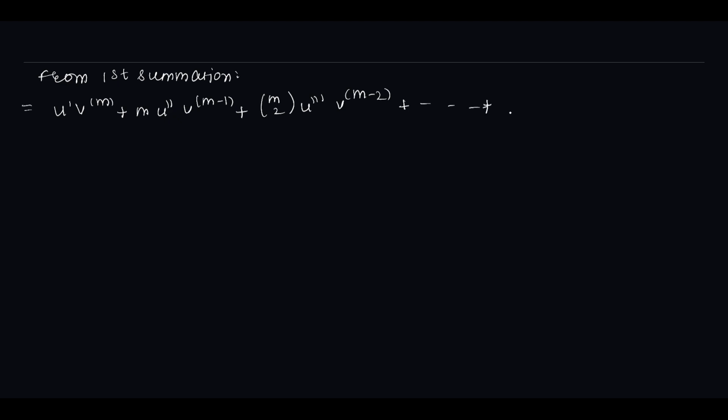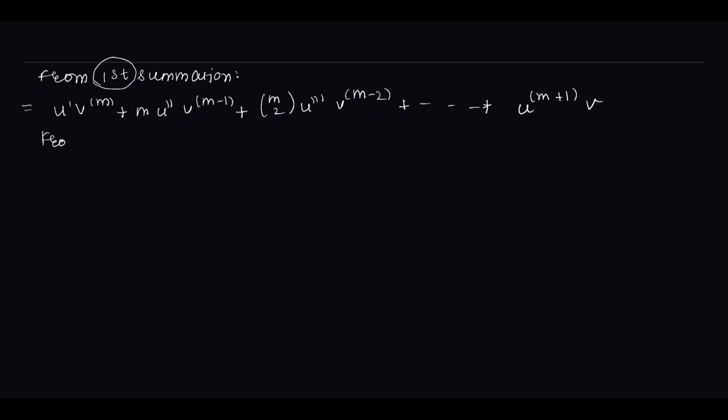From the first summation, we get u prime v^m plus, this was for r equals 0, alright. Then for r equals 1, we have to just sum them. Then m u double prime v^(m-1) plus m choose 2 u triple prime v^(m-2), so on till u^(m+1) v. So this was from the first summation.